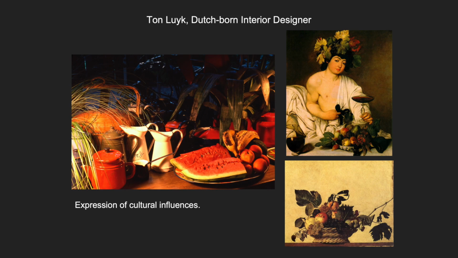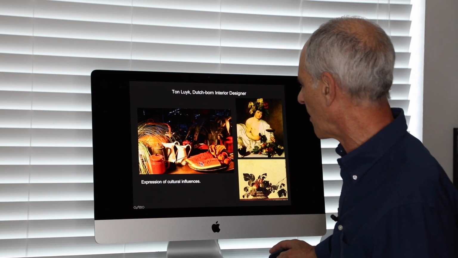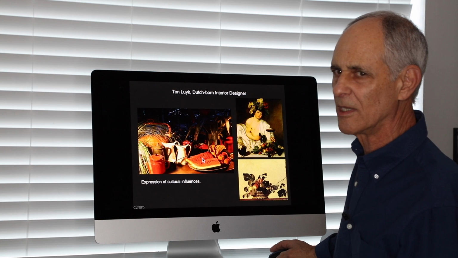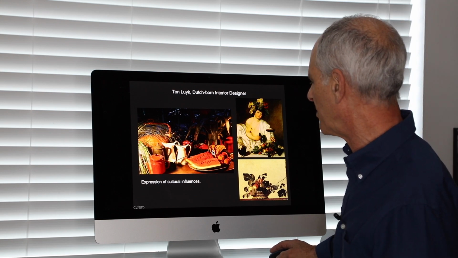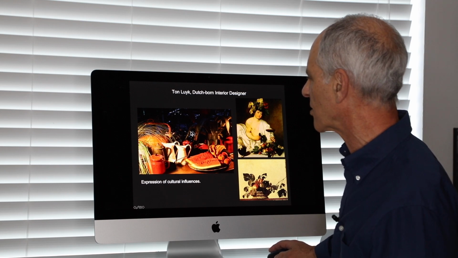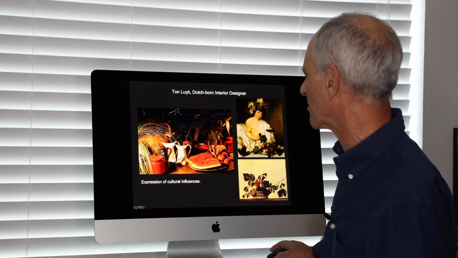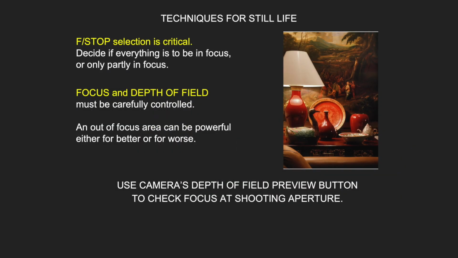And again, I was trying to do with this still life what Caravaggio was doing here. You know, this watermelon is inedible now. The bananas are gone. The leaves are also gone. And this is what Ton wanted for the still life for him, for his house. Techniques for still life. F-stop is so important.